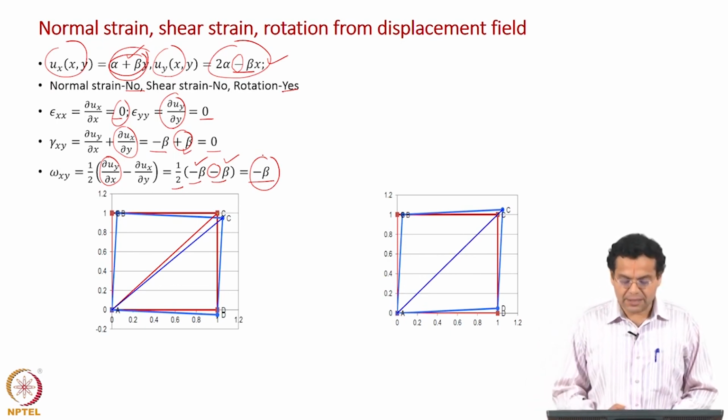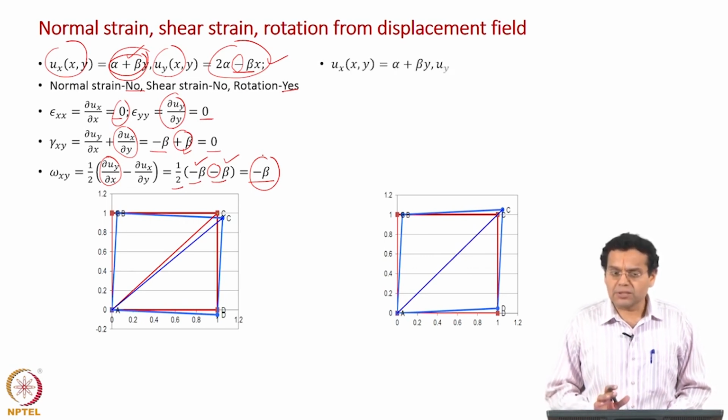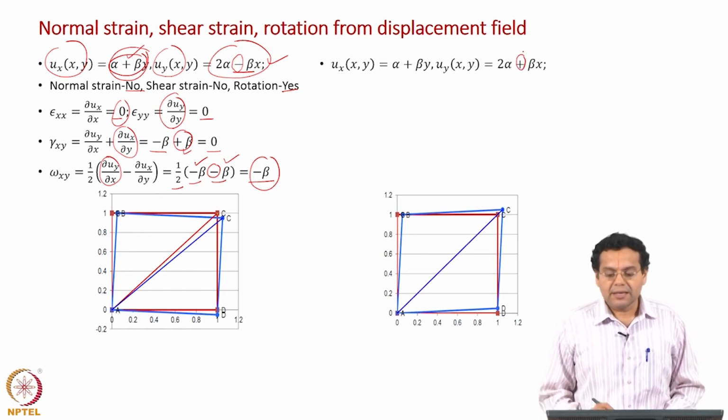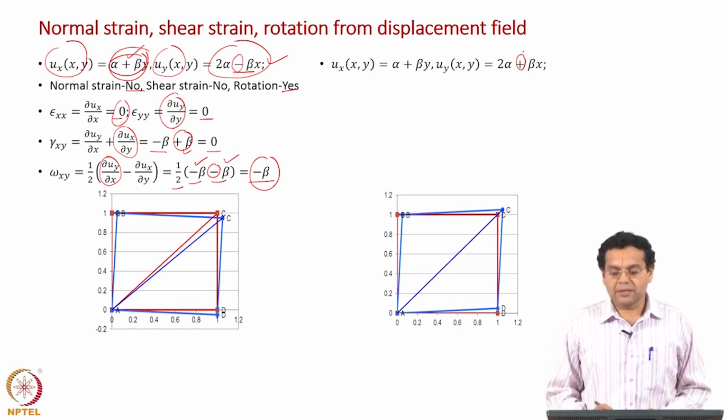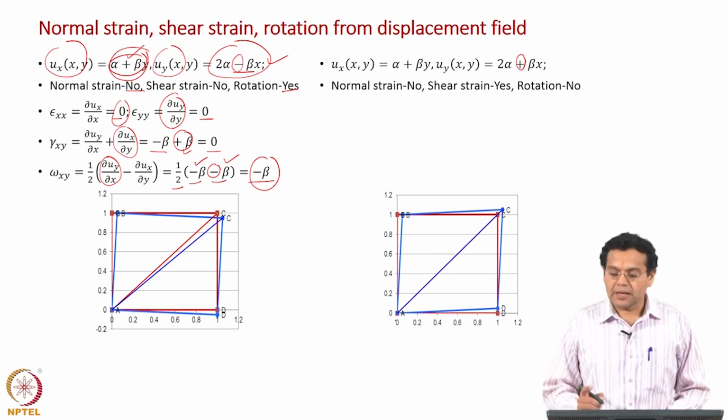Okay. Now, let us repeat this for the right hand side case. We said that the displacement field is almost the same with a small change, minus beta to plus beta for the uy vertical displacement. Let us see what is the effect. We have already seen the effect: no normal strain, there was shear strain and there was no rotation.